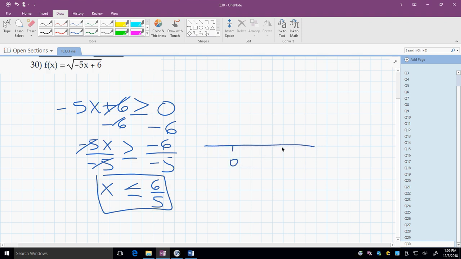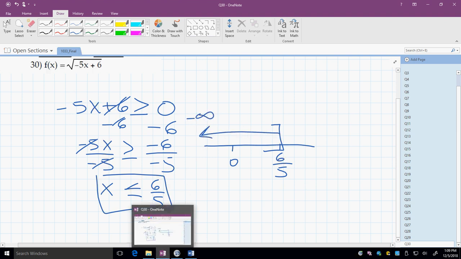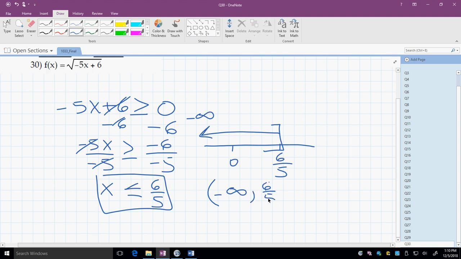You have 0. Around here you have 6 over 5. And it's saying that x is going to be less than or equal to, so it's going to be everything here. So thinking about negative infinity, infinity always goes with a parenthesis. It's going to go all the way to 6 over 5 with a bracket because we have the equal sign.